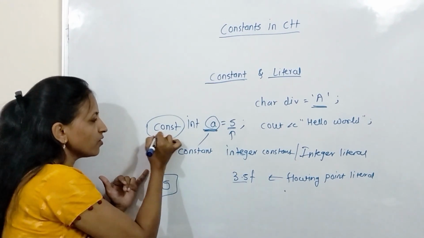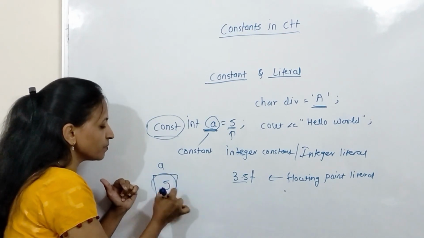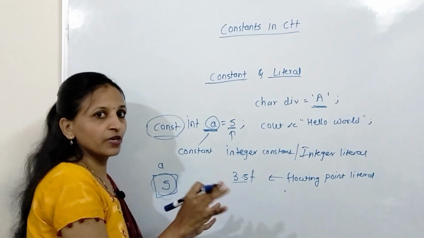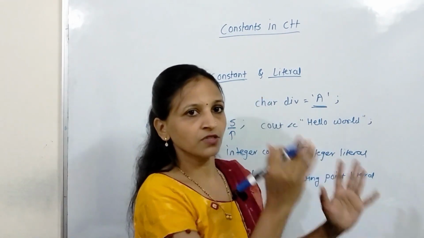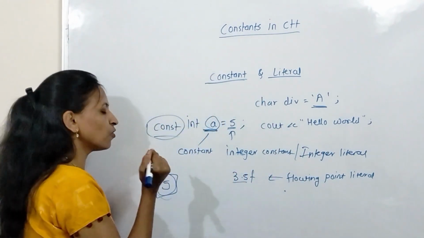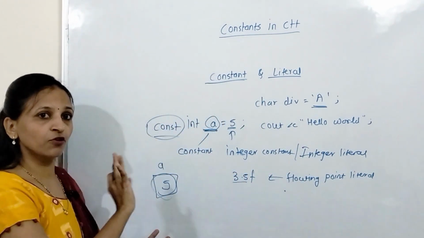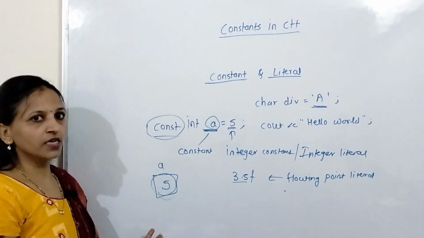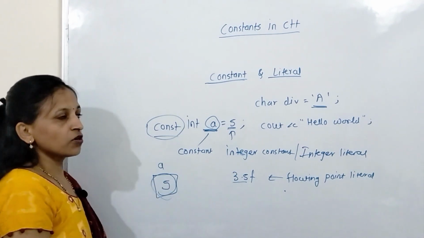But here I have written const, that's why this is blocked now. Its value will be 5 and it is fixed during the whole program execution. You cannot do anything here, meaning you cannot modify it. Getting? This is the constant concept.